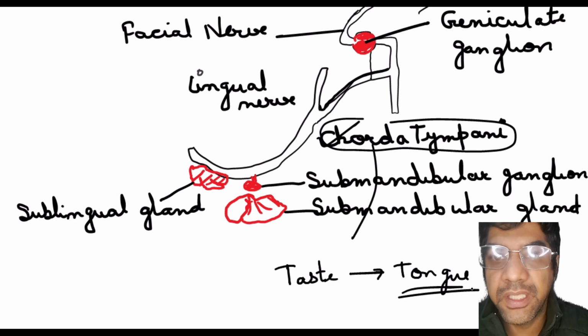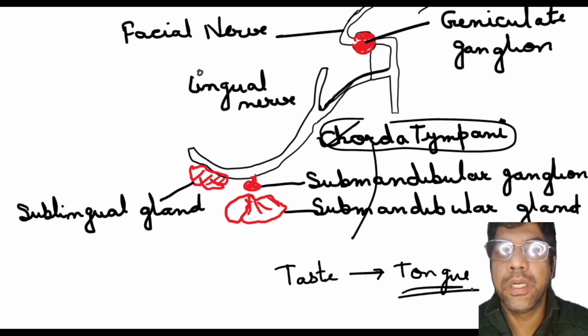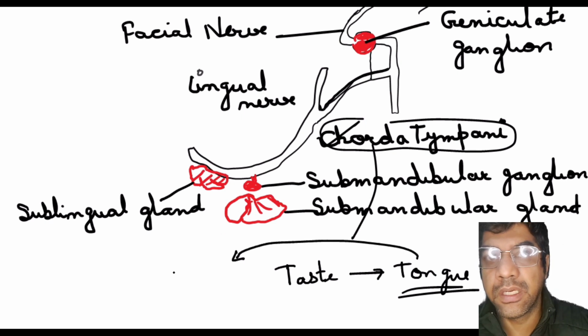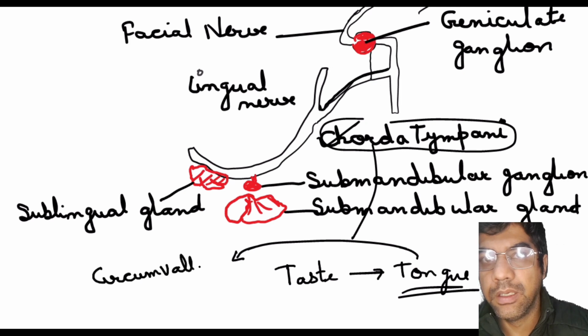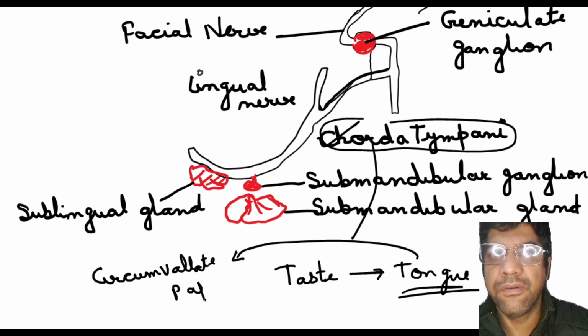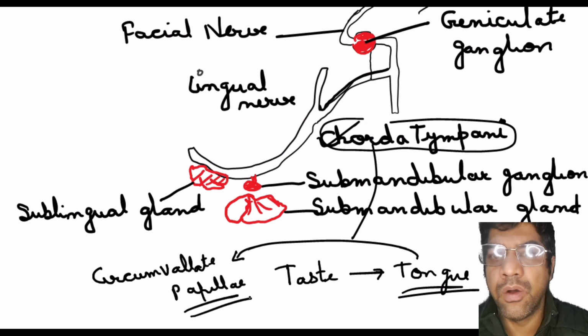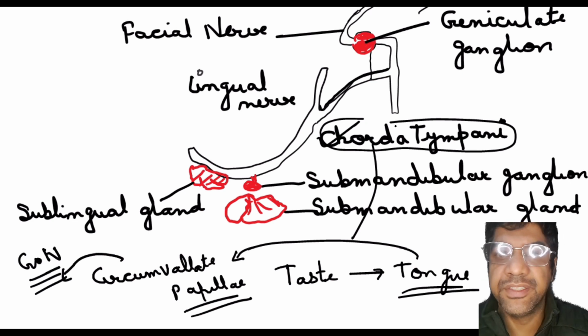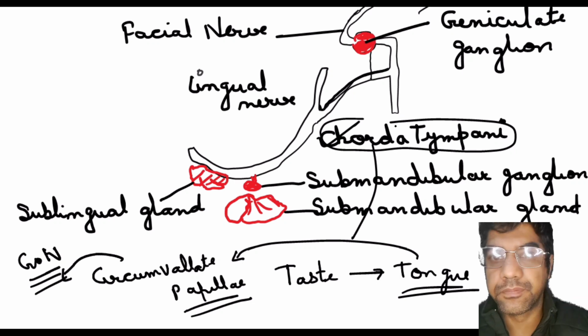So here is a twist. There is a special area on your tongue that is known as the circumvallate papilla. Now this circumvallate papilla, remember, has its own messenger that is known as the glossopharyngeal nerve. It's just like having a separate delivery person just for this special taste area.